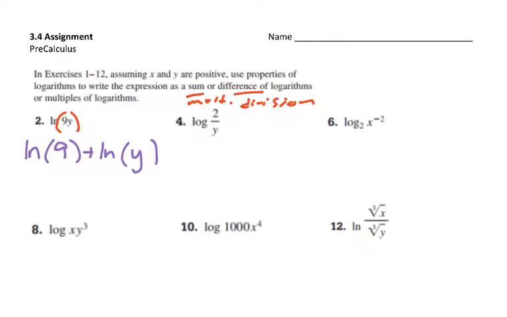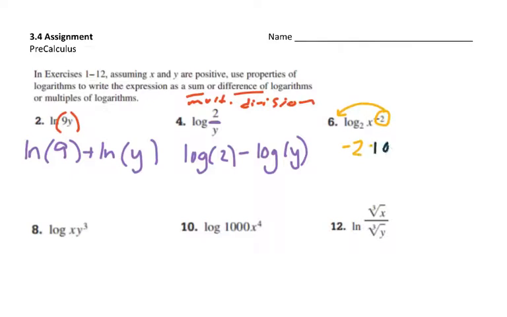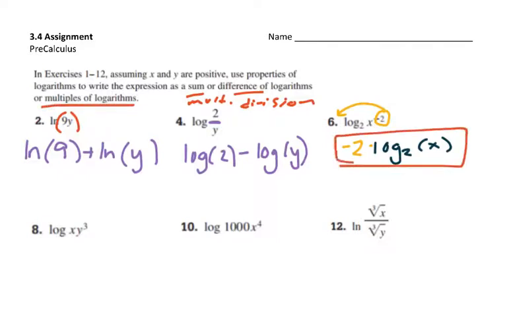The next one is a log base 10, and you can see division, and so that means we're going to be subtracting. So we'll have log of the numerator minus log of the denominator. The next one gets a little bit trickier just because it's got a power, but remember that logs don't actually have powers, so that power is actually a coefficient out front being multiplied. So it's actually negative 2 times log base 2 of x. And so this is the second piece here where it says or multiples of logarithms. So this is actually the end result, just knowing that negative 2 can come out front.